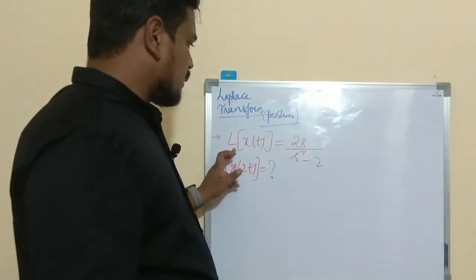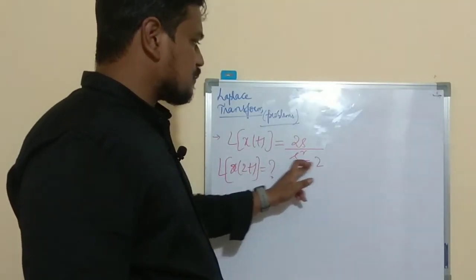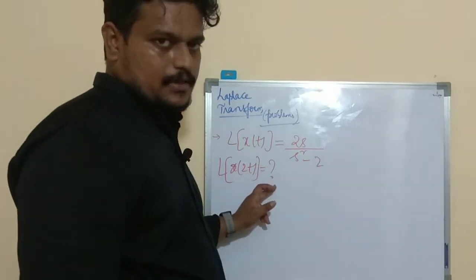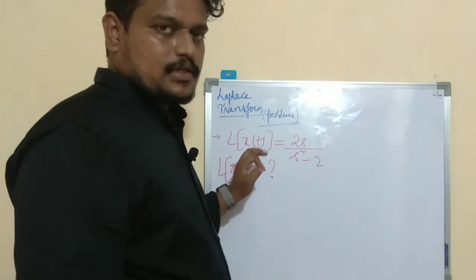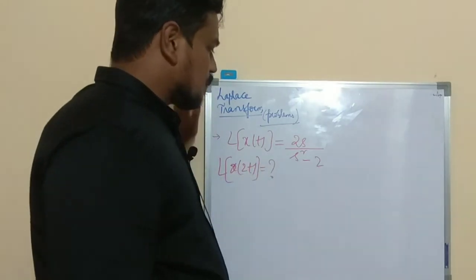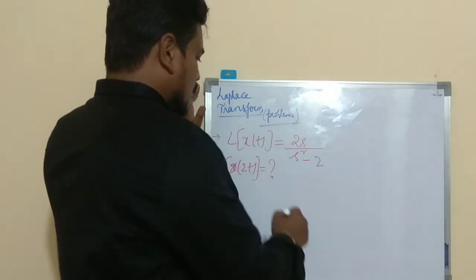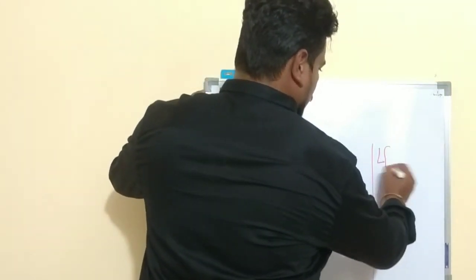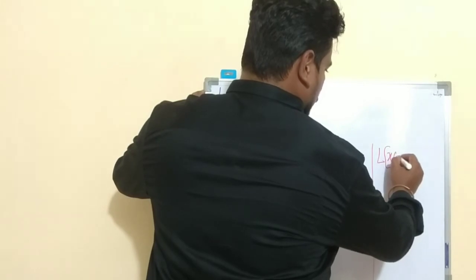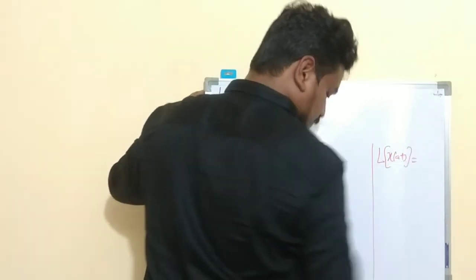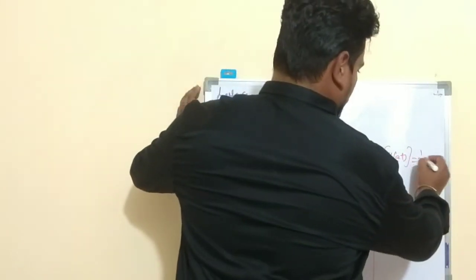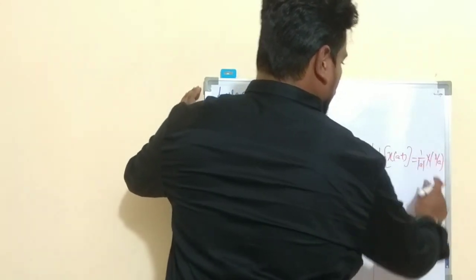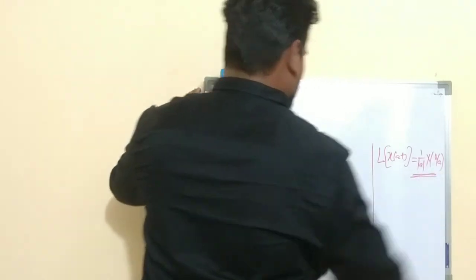In the given problem, the Laplace transform of x(t) is given as 2s by s square minus 2. Then the Laplace transform of x(2t) is to be calculated. So you have to use the time scaling property. What does the time scaling property tell you? The Laplace transform of x(at) will be equal to 1 by mod a, X(s by a). Okay, 1 by mod a X(s by a).